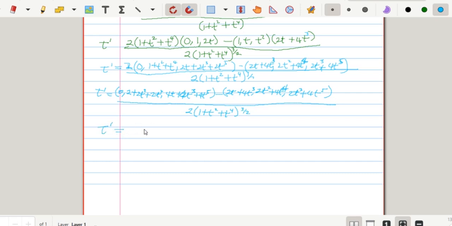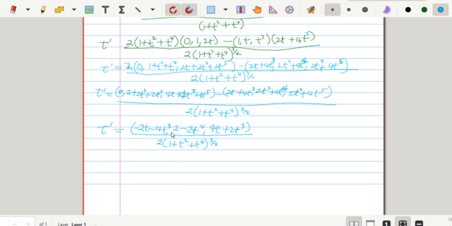So tau prime will now be equal to, subtracting this from this now, 0 minus this, we are going to have minus 2t minus 4t raised to the power 3, comma, subtracting this from this, the middle term, we are going to have 2 minus 2t raised to the power 4, comma, subtracting this from here, we are going to have 4t plus 2t raised to the power 3, all divided by 2 into 1 plus t squared plus t raised to the power 4, all divided by 3 over 2.